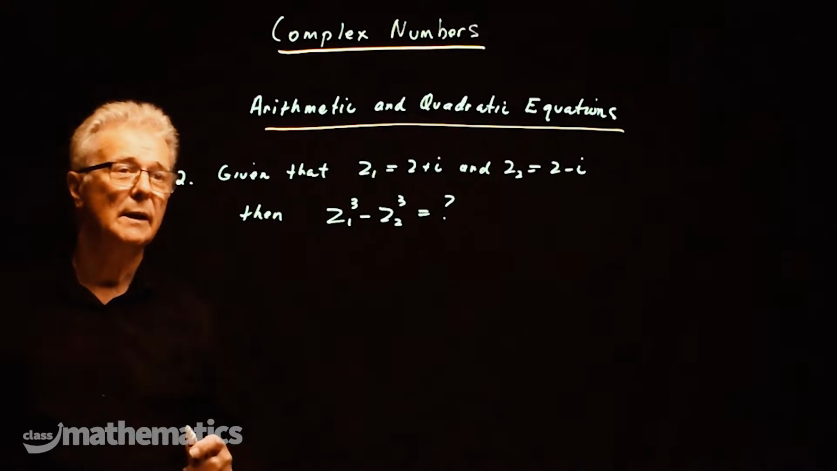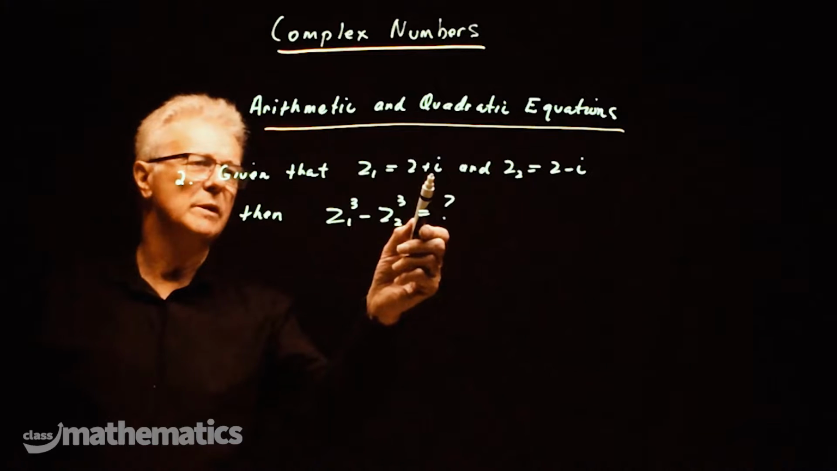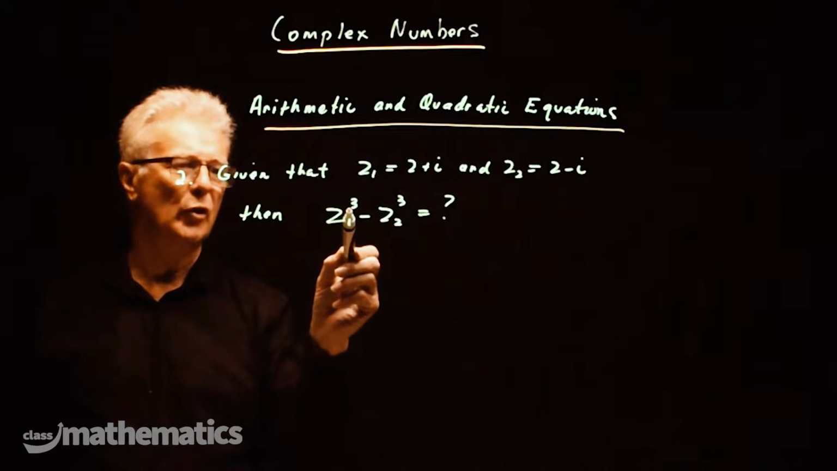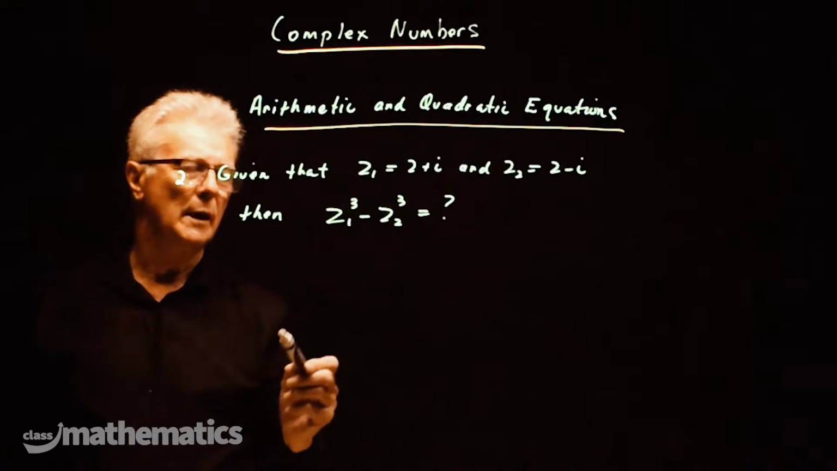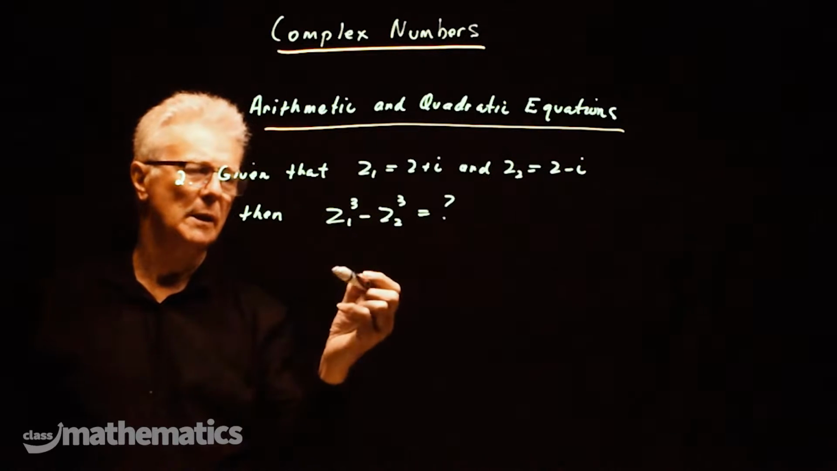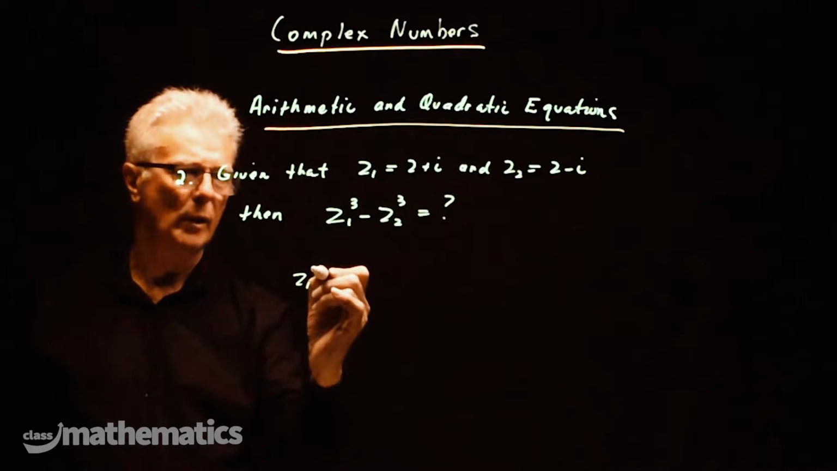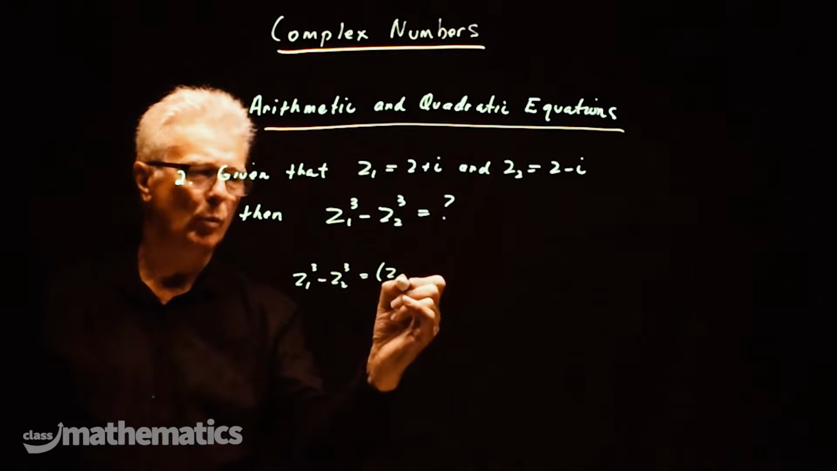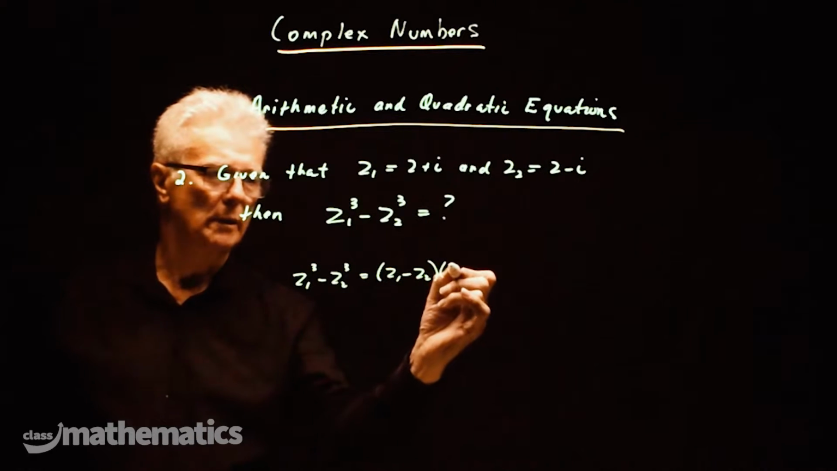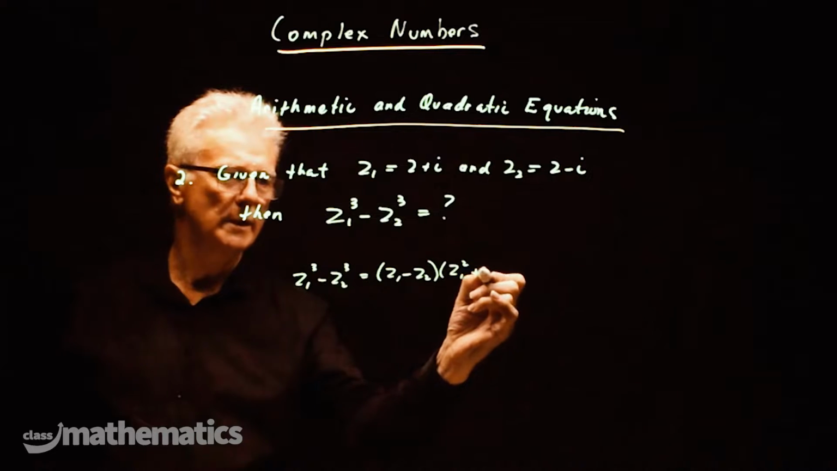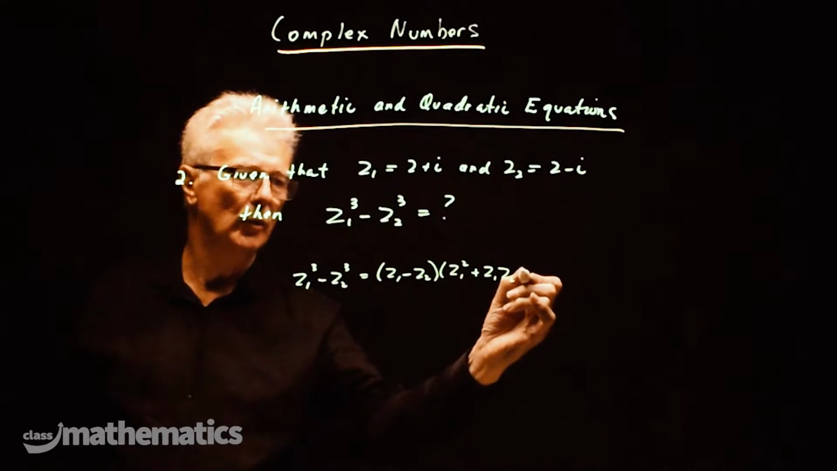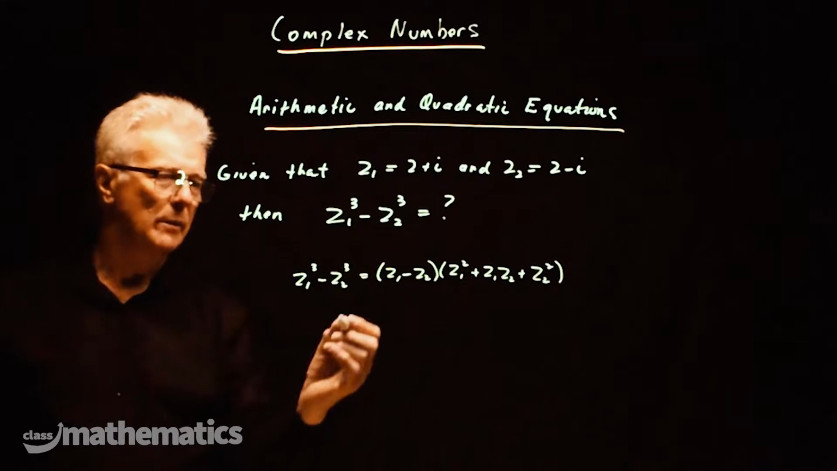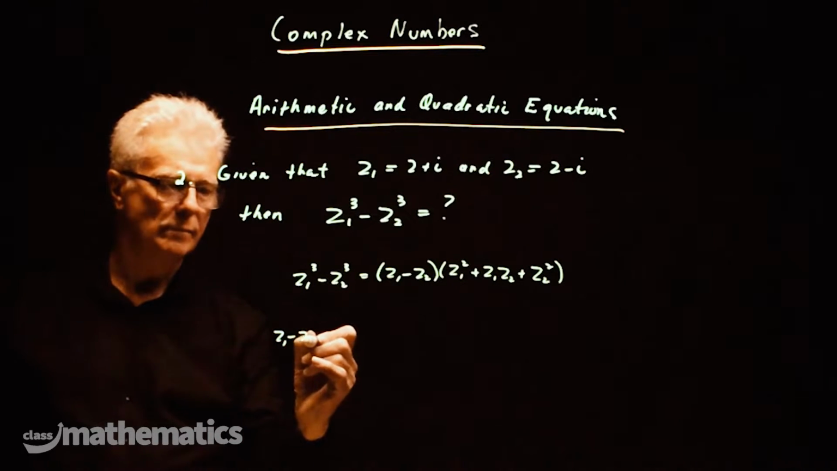Right, now, in number 2, we're given that z1 equals 2 plus i and z2 equals 2 minus i. We have to find out what z1 cubed minus z2 cubed is. Now, to do that, first of all, we'll factorise this. If you recall, z1 cubed minus z2 cubed will equal z1 minus z2 times z1 squared plus z1 z2 plus z2 squared.